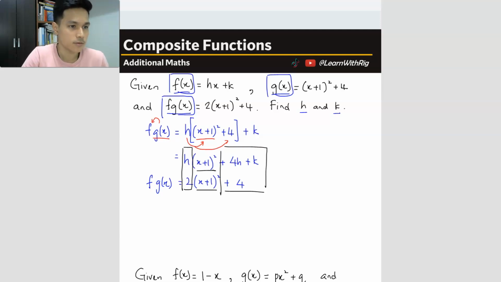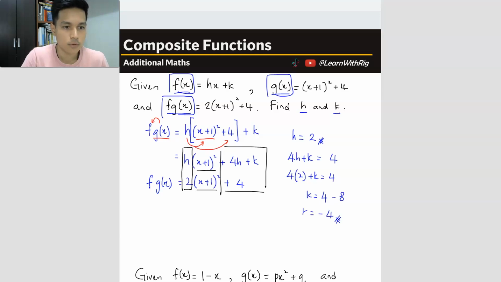So we can more or less solve it already. We know h is equal to 2, and we also know that 4h plus k is equal to 4. So we can substitute h, which is solved, so 4 times 2 plus k equals 4. So k is equal to 4 minus, 4 times 2 is 8, so minus 8. So the answer is negative 4. That's how you get h and k.